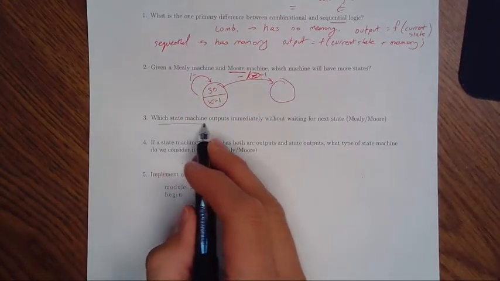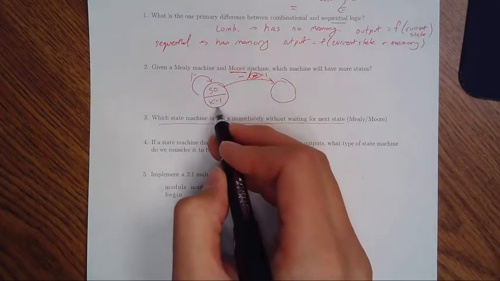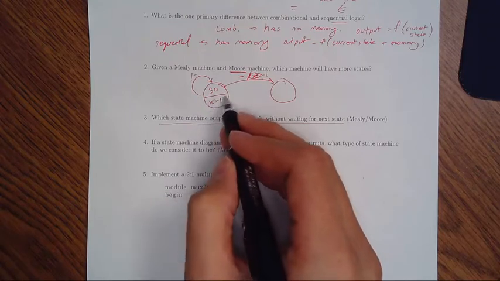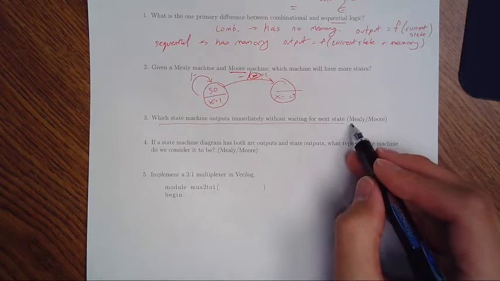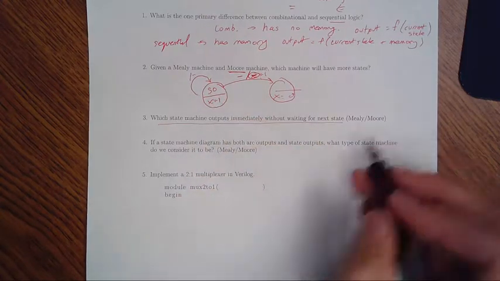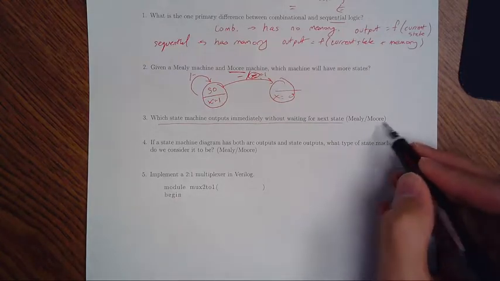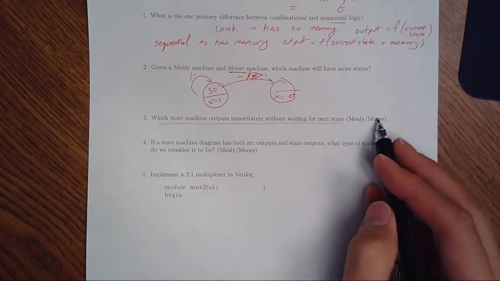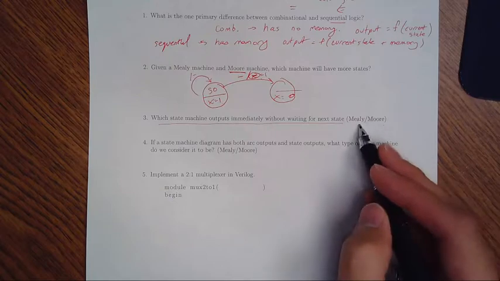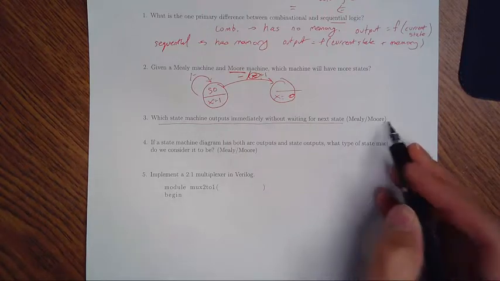So which state machine outputs immediately without waiting for the next state? Since in a Moore machine the output changes with the state, the output can only change with the state. It's the Moore machine that's going to have to wait until the next state to change the output, whereas the Mealy can change immediately. But you can also register a Mealy so the outputs are more like a Moore state machine. Let me just repeat that because I just confused myself.